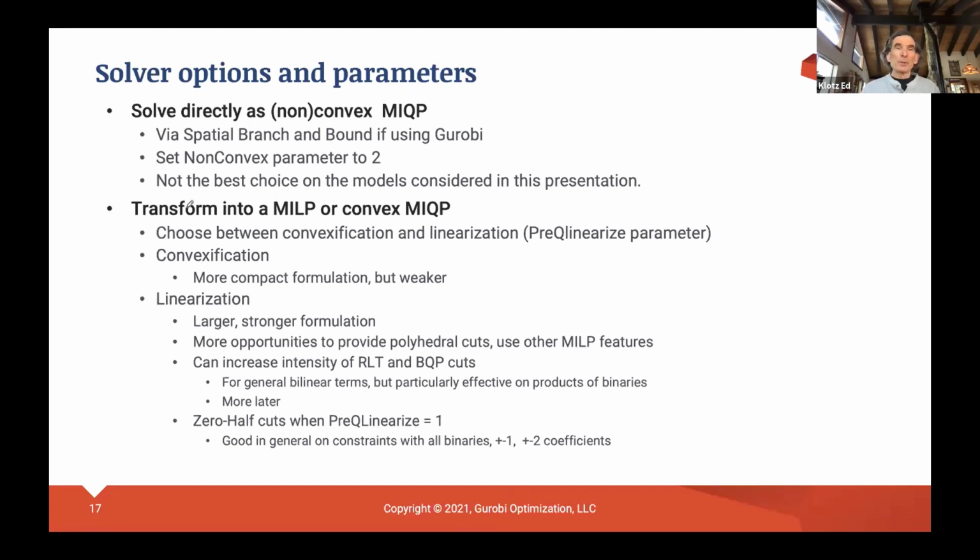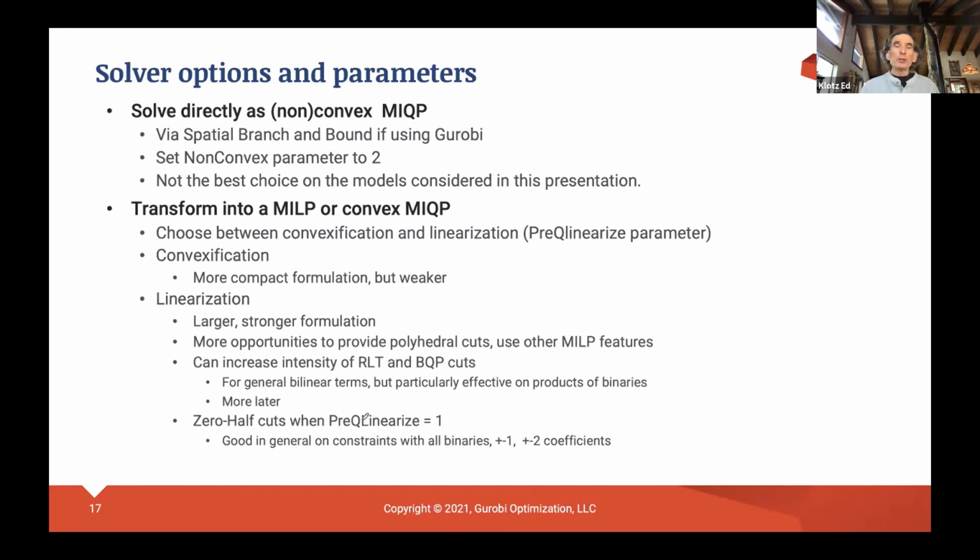Instead, we want to make use of some of these concepts we looked at to transform the problem into an MILP or a convex MIQP. So we can choose between the convexification and linearization options we saw previously and their strengths and weaknesses. And I want to go into a little bit more some of the strengths of the linearization approach. In particular, because it's an MILP, we have more opportunities to apply these polyhedral-based cuts. And Gurobi's RLT and BQP cuts are particularly effective in terms of raising intensity on these particular models, not only with products of binaries, but with general bilinear terms.